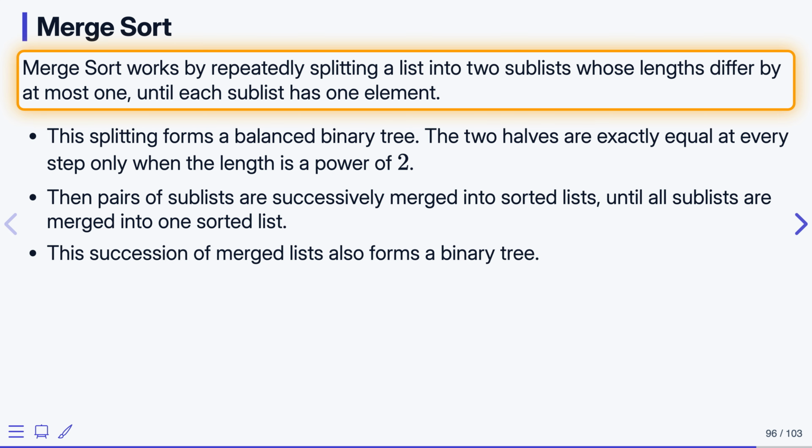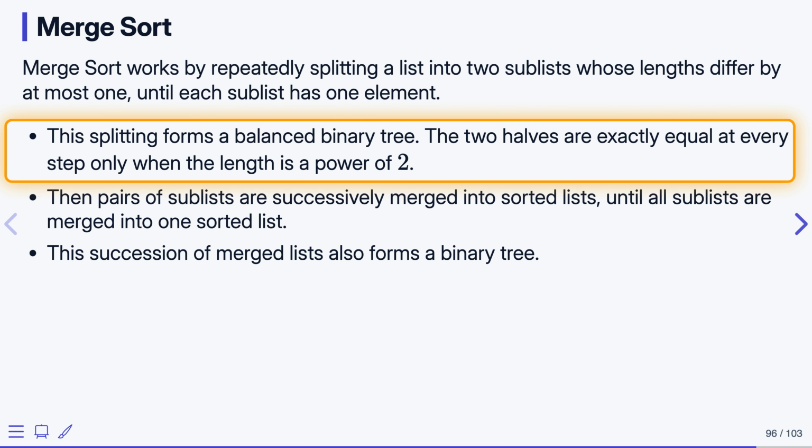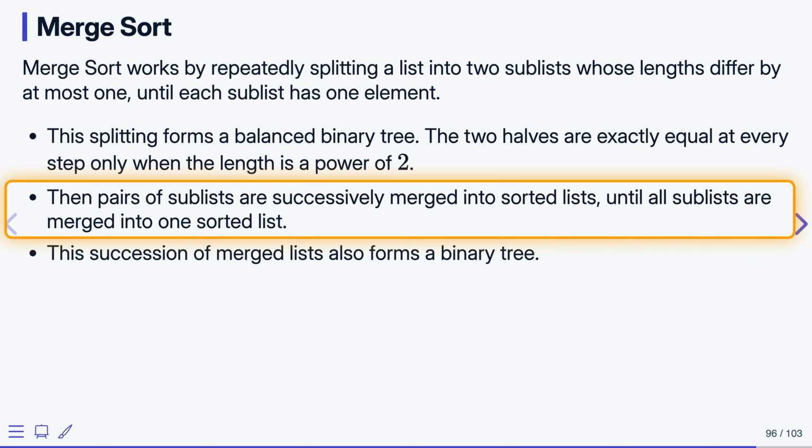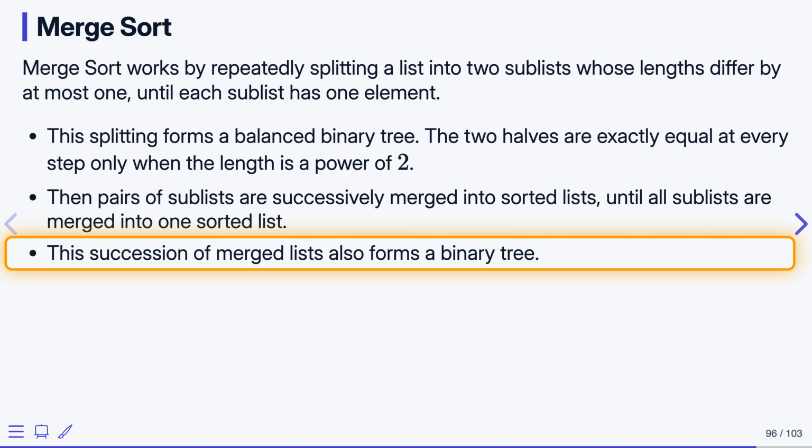Let's meet merge sort. It splits a list into two halves. If the length is odd, one half gets one more element than the other. It keeps splitting until each piece holds just one element. This splitting draws a balanced binary tree. The two halves come out exactly equal at every step only when the length is a power of 2. A list of 10 splits into 5 and 5, and 5 is odd. Then merge sort merges the pieces back together in pairs, always keeping them sorted. It keeps merging until one sorted list remains. This merging also draws a binary tree.